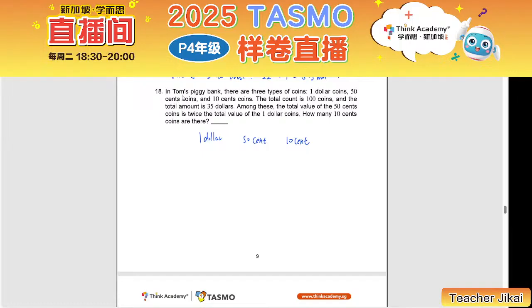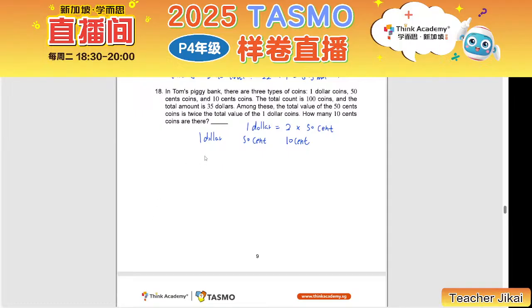We have these 3 parts, right? So after it, what should we do? We just use the ratio here, right? We just use the ratio. We know the total value of the 50 cent coins is twice the total value of $1. We know $1 equals 2 times 50 cents, right? It's 100 cents. So the total money for 50 cents is twice the total value of $1, and for the same amount, the number of coins is also 2 times.